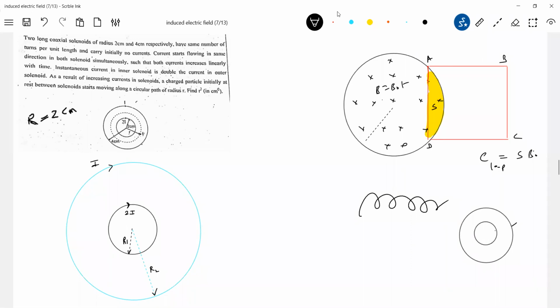What about the B bar produced by both the solenoids? In what direction will it be? Will it be into the plane? Into the plane. So everywhere the B bar is into the plane, and we have here a charge particle. It is itself telling us it's going to move in a circular path of radius r. And there's a charge particle.